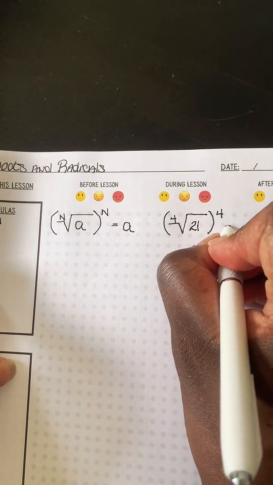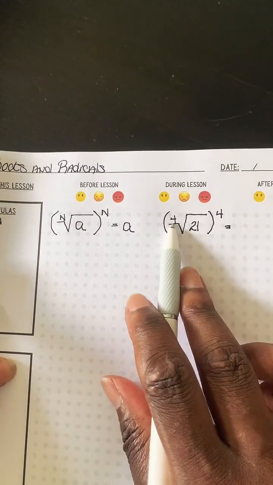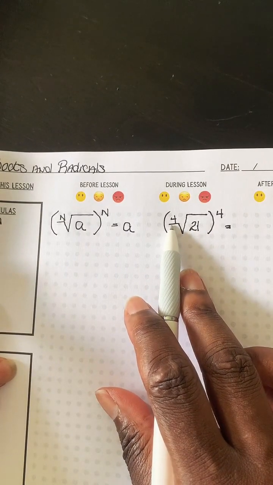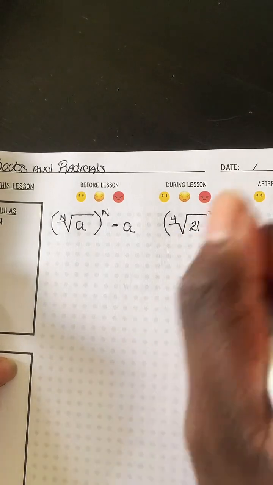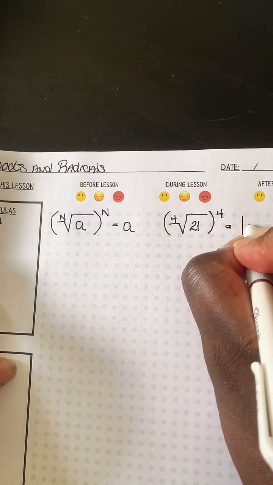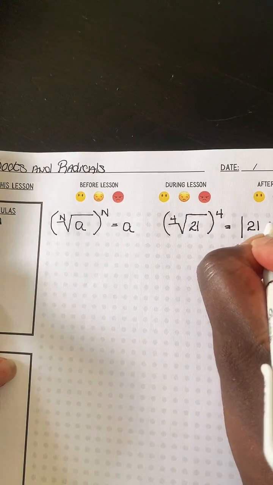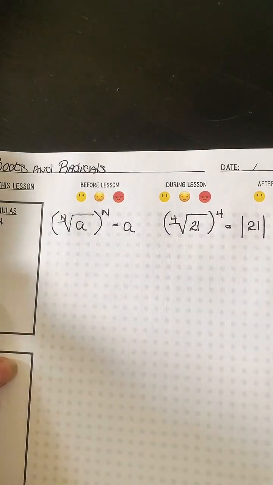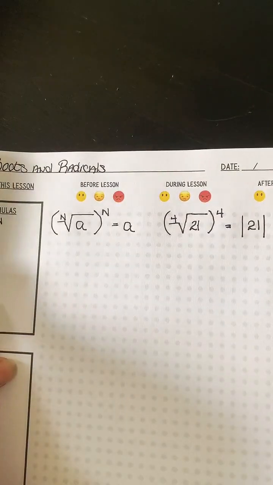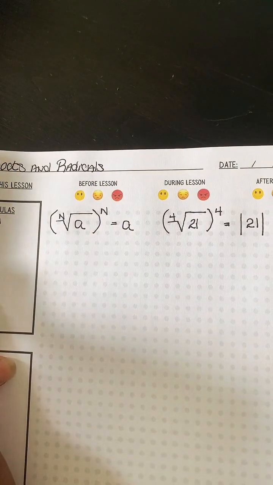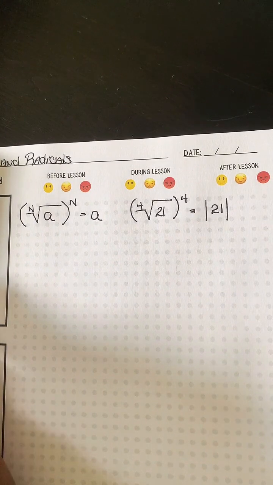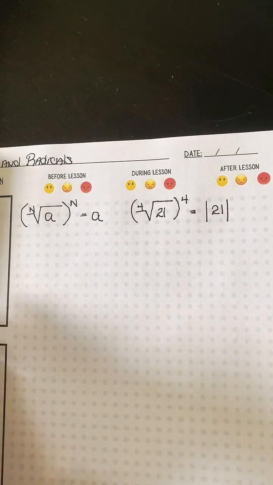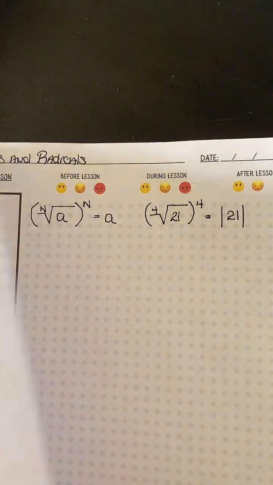Now, here's the difference between an odd index and an even index. When it's an even index, you always take the absolute value of that number because your answer can't be negative. Remember we had that whole thing where you can't have a negative underneath a square root? When you have a negative underneath a square root, that's when you deal with complex numbers, the i's. We were talking about that a little bit last night.